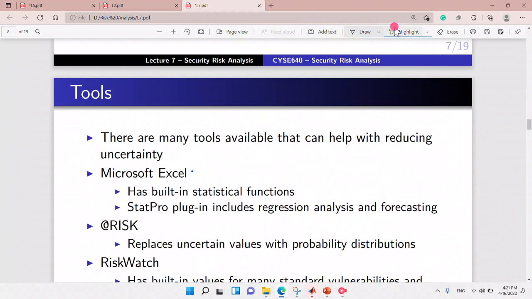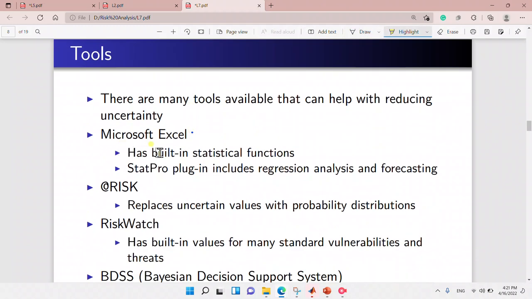What tools do we have? So we have Microsoft Excel. Okay.